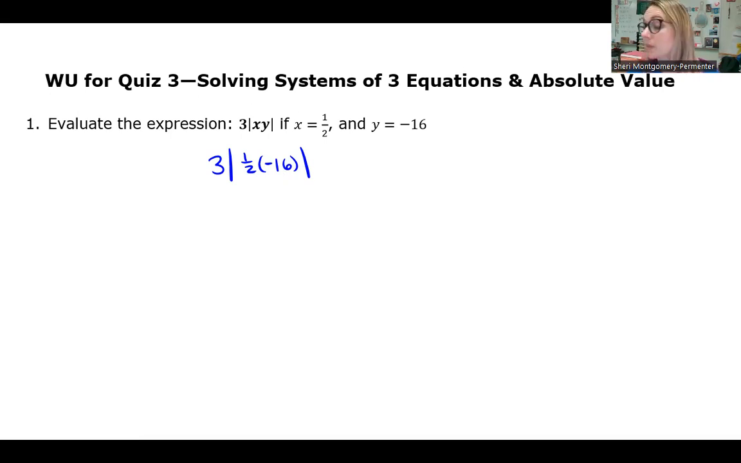Negative 8, very good. What is the absolute value of negative 8? Positive 8, very good. So I can break out the absolute value brackets, and that becomes 3 times positive 8. What is 3 times positive 8? 24.